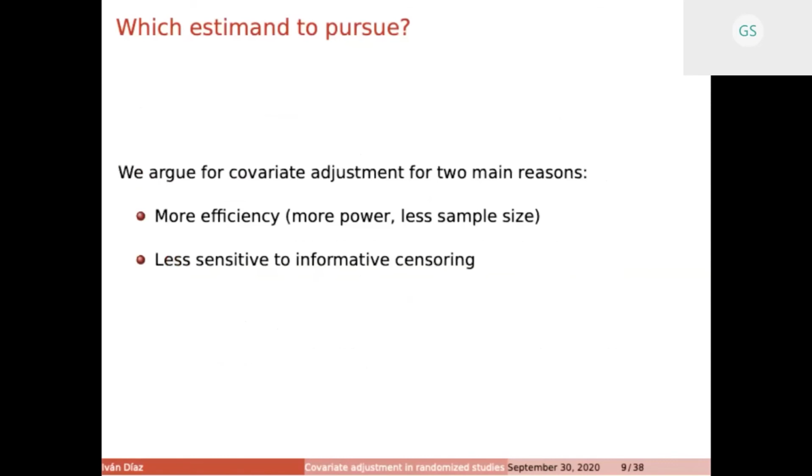And so, basically there are two main reasons why strategy 2 is better. The first one is we will have more efficiency. We will have estimates that have smaller standard errors in most cases. This has very important implications both economically and ethically for trials. It means we will get answers faster because we will be able to have trials that recruit fewer patients, and we will have cheaper answers because of the same reason. And so that's a very important reason. Now, the second reason is that the covariate adjusted estimate is less sensitive to informative censoring. We'll touch on that also later.